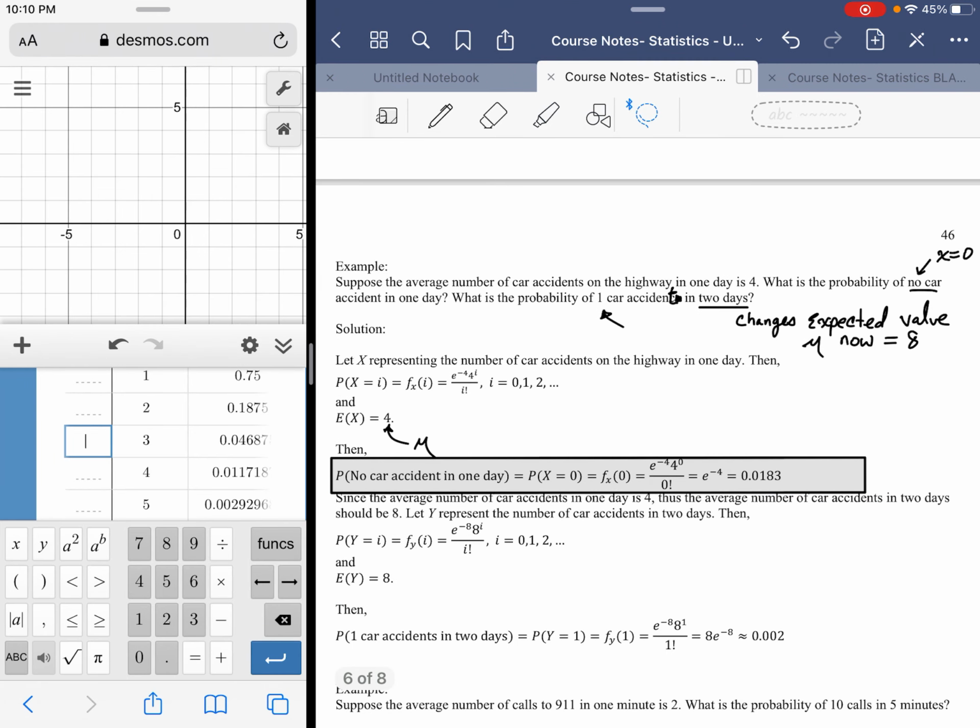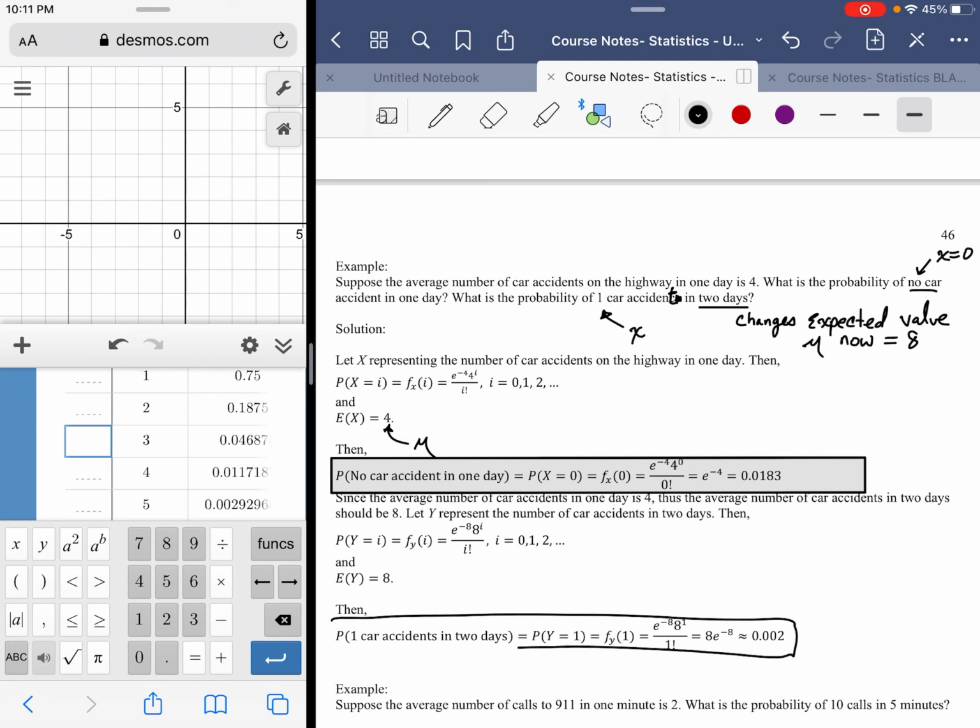And in the second part, we're replacing not only the I, which gets replaced with a 1 because it's the probability of one car accident, so that'd be the x value, but the mu value is also changing. The mu value becomes an 8. Now, we can run all these numbers in Desmos, and I'll show you how to do that in a sec.